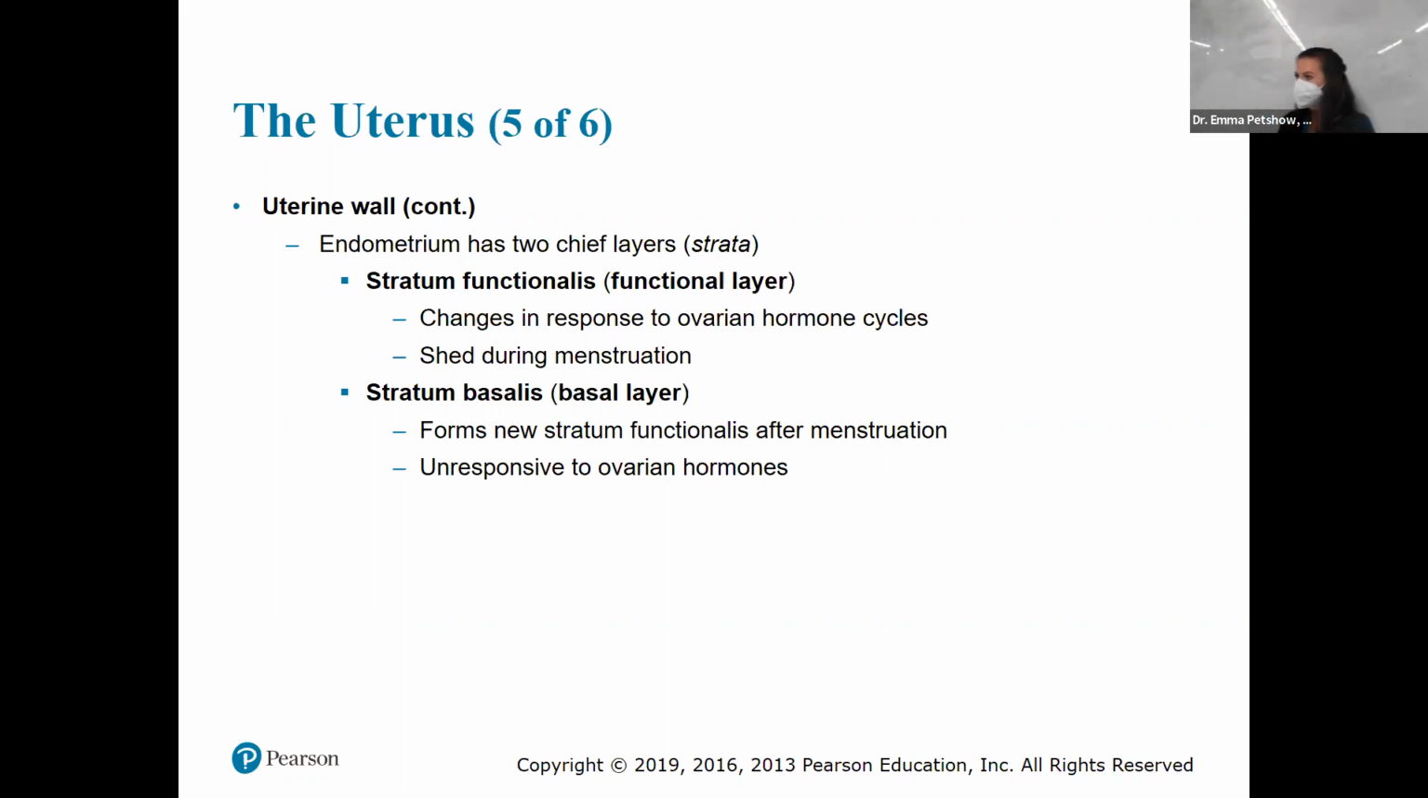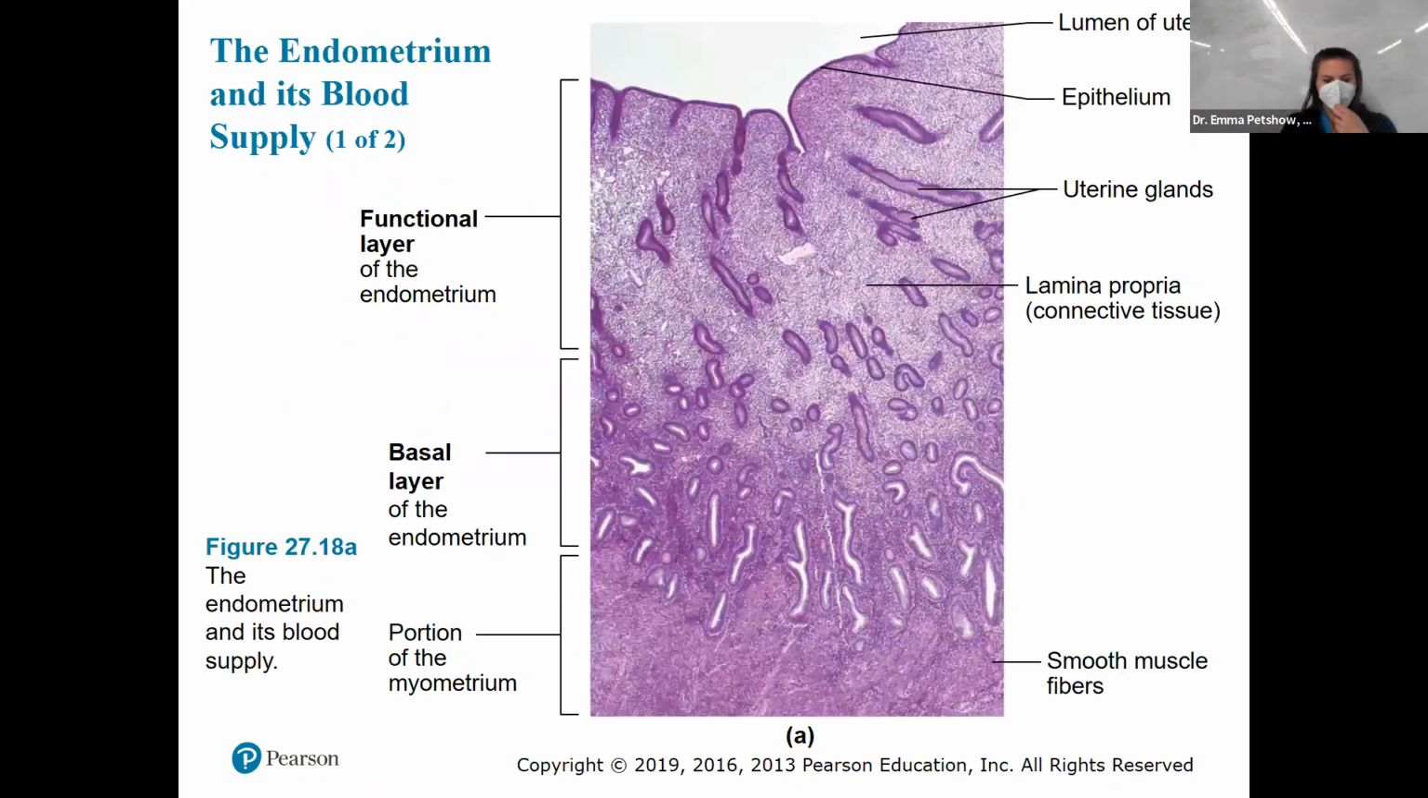The basal layer is going to form the new functional layer after menstruation, and it does not respond to hormone changes. That's why it's able to create a new layer every month regardless. Once the layer sheds, the basal layer says, oh, it's time to build another one. And that process continues. Think of the basal layer as almost like the stem cell layer of the endometrium.